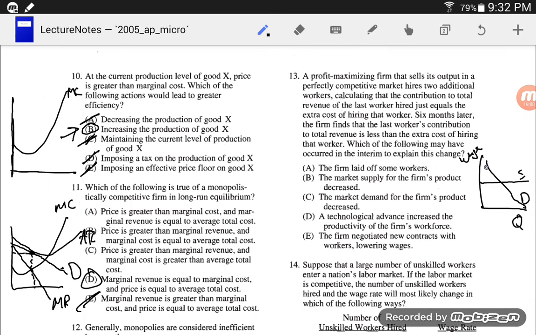It could be that for some reason the workers had become less efficient than the marginal revenue that I could make off them, or if the price in the market went down, the marginal revenue I make off of their work would also go down. So let's look at some of these options here.